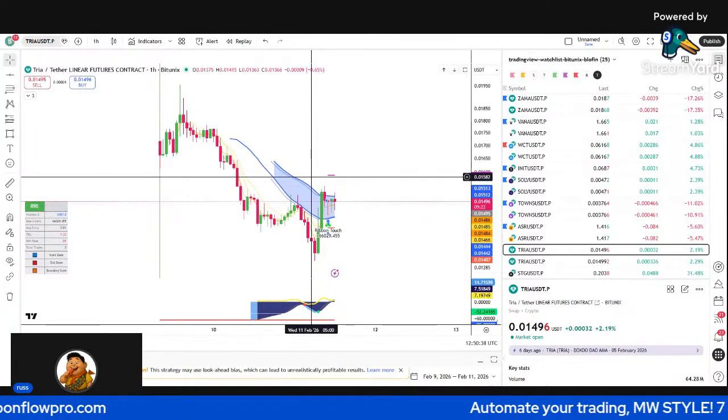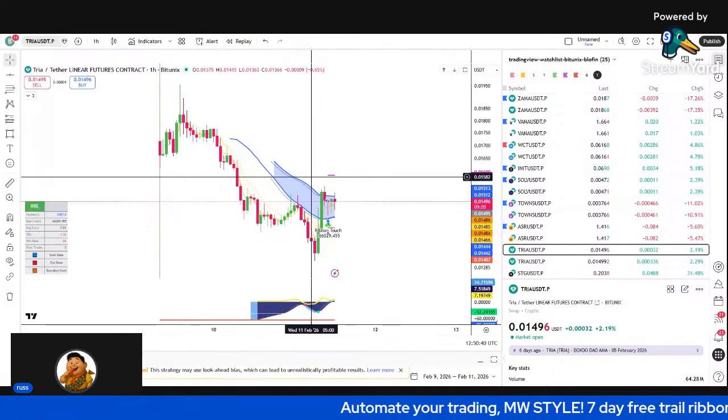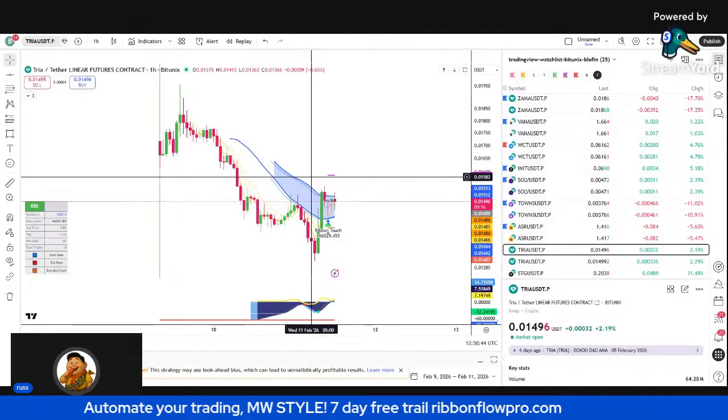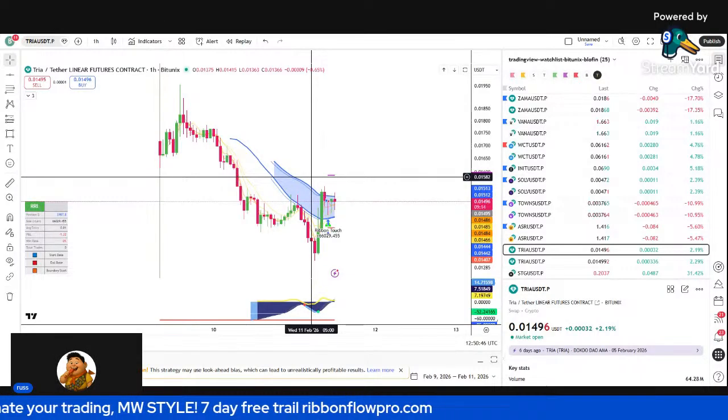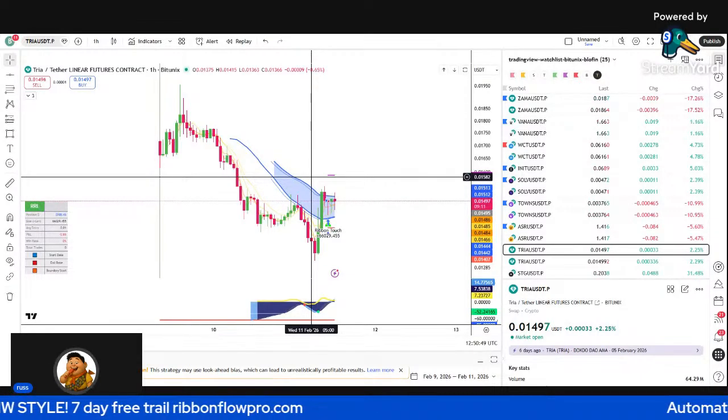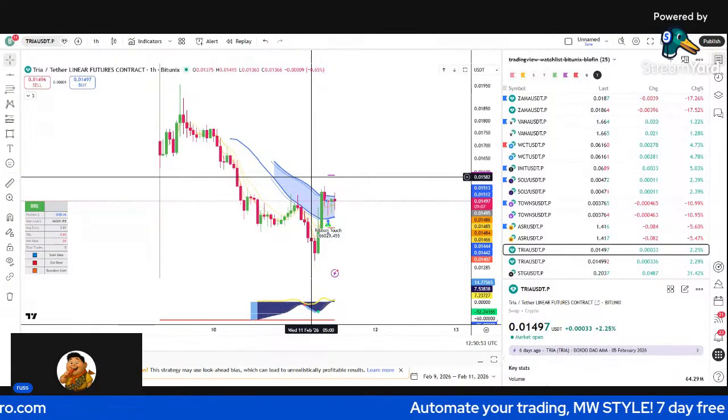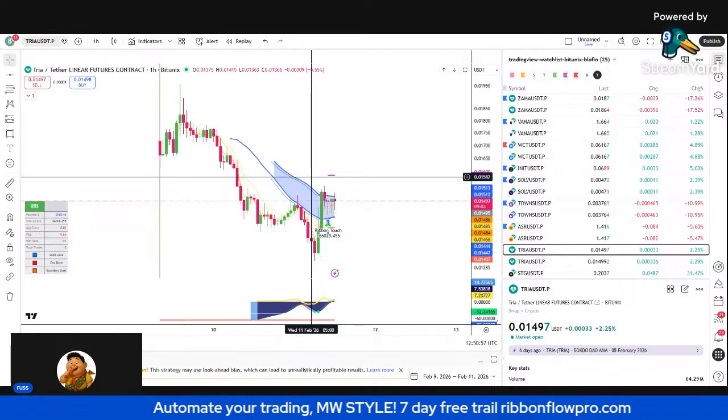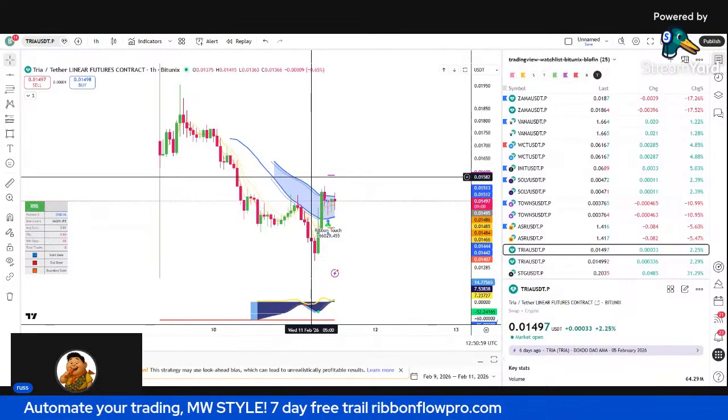That Zama is getting a lot of volume from Ubit. I think MW might talk about Zama. He's getting a lot of volume from Ubit. Okay. TRIA. This is getting so much volume, this coin is.